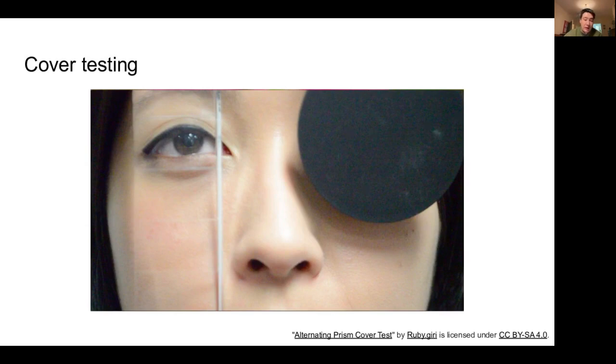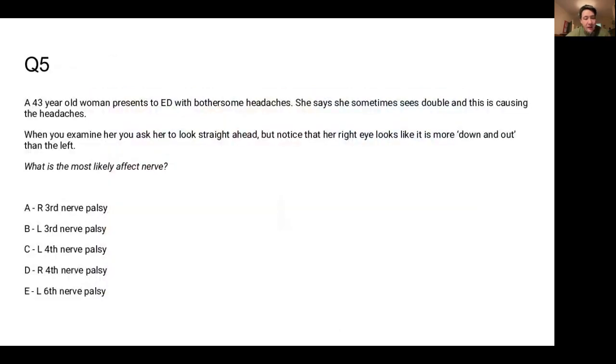That's probably all you need to know for UKMLA, but if you want to know more, there's also more information. It can also differentiate more things. That leads us to our fifth question.